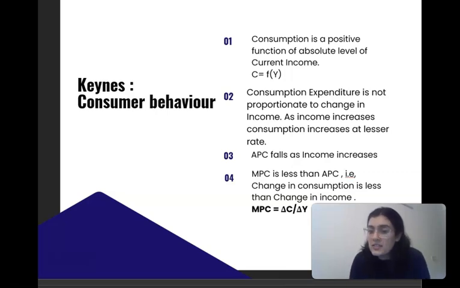MPC is always less than APC, that is, the change in consumption is less than the change in income. When the absolute level is not changing at a very high rate, how can the change be measured at a very high rate? So the MPC value is always less than the APC value, because the change is always lesser than the absolute level. That is shown here.